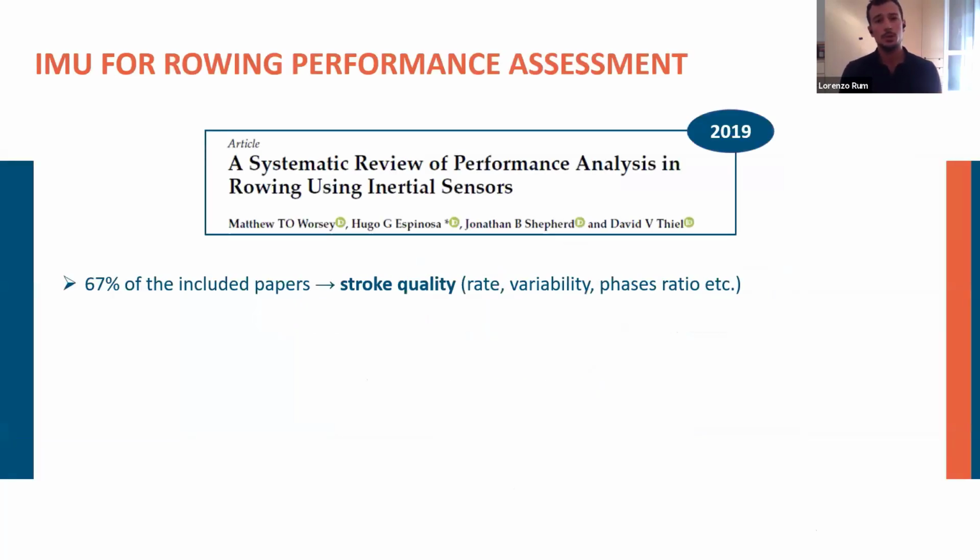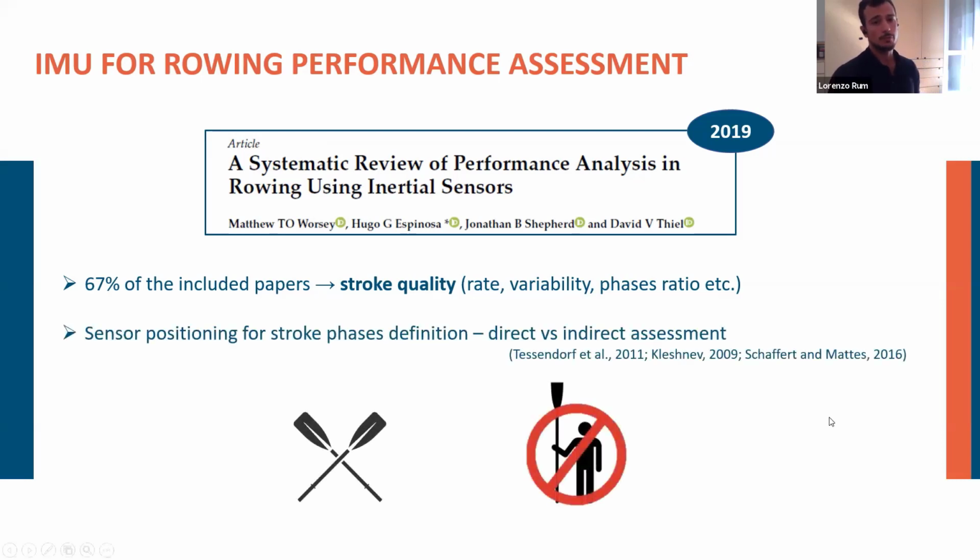For what concerns the use of inertial sensors or IMUs for rowing performance assessment, a very recent systematic review analyzed this issue. Among the included papers, 67% of them were about the monitoring of stroke quality, investigating the stroke rate, the stroke variability, and the phase ratios.